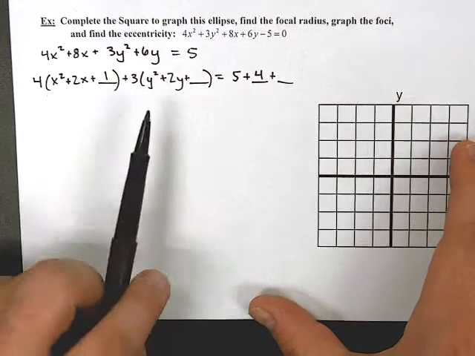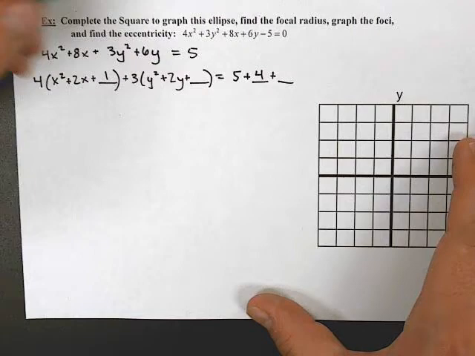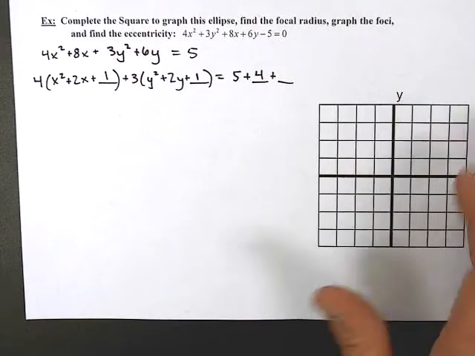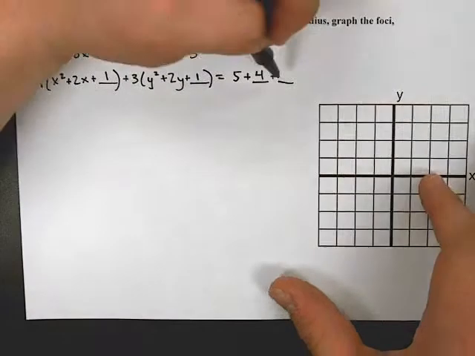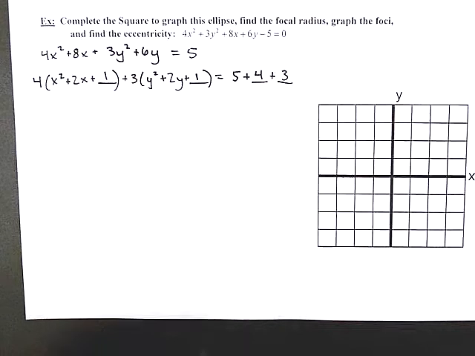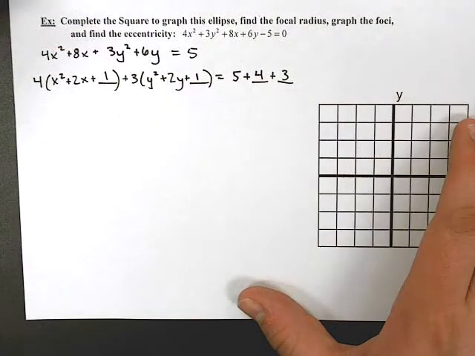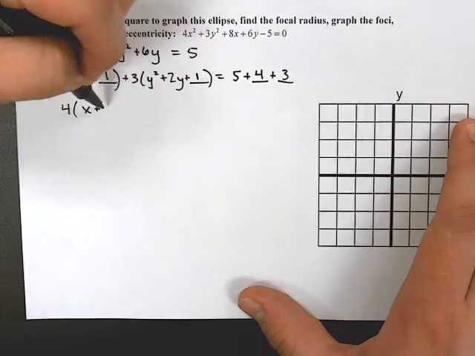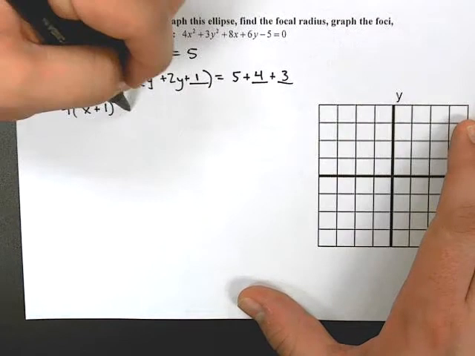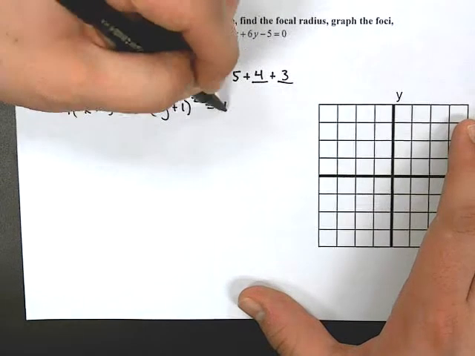And what's going on over here? Half of 2 is 1. 1 squared is 1. So over here, it's going to be a 3. Cool. So the reason we do that is because now we can write it as a binomial squared. We now have 4(x plus 1) squared plus 3(y plus 1) squared, and that's all equal to 12.